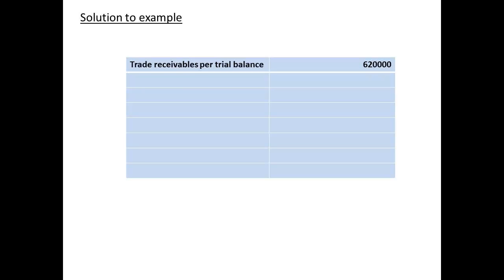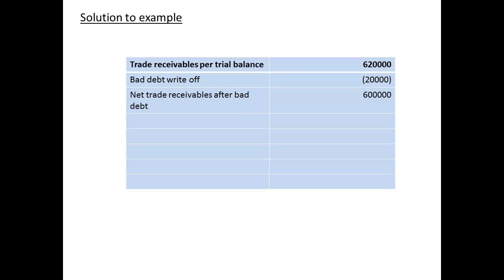So we start with the trade receivables, which has an initial balance of $620,000. And we know that we are going to write off a figure of $20,000 for bad debts. This will reduce the trade receivables to a figure of $600,000. We now calculate the doubtful debt provision at 10% of the $600,000. This comes to a figure of $60,000.